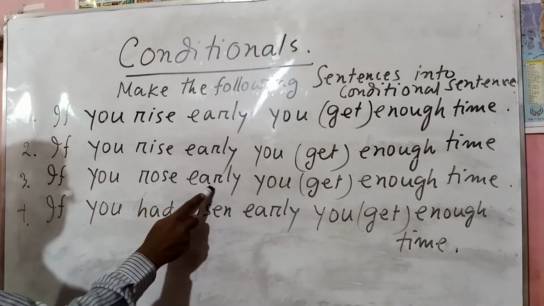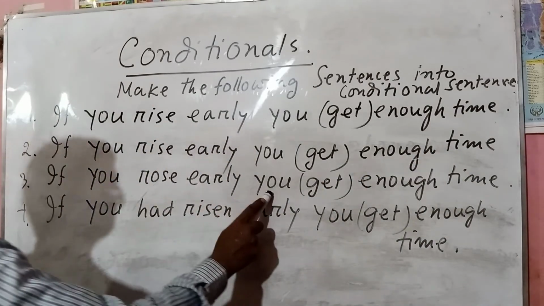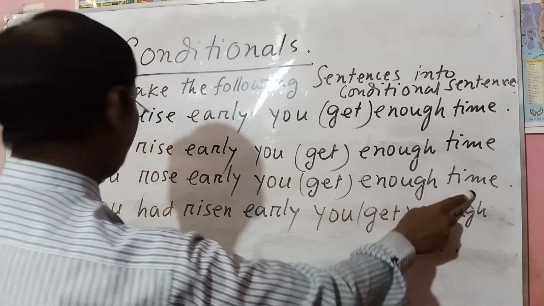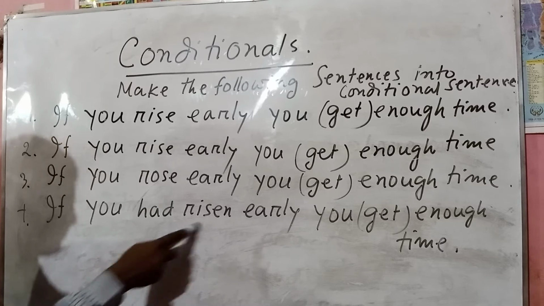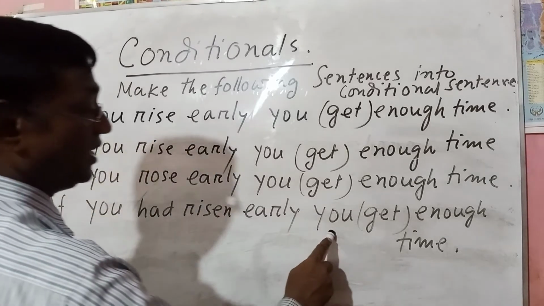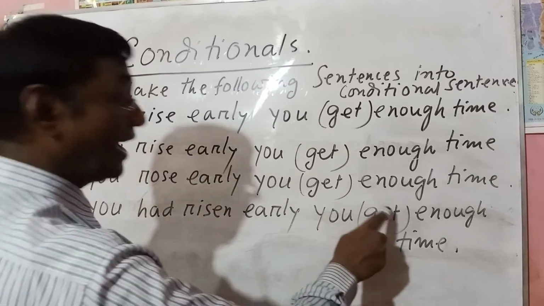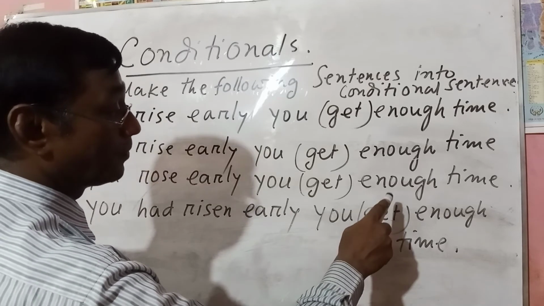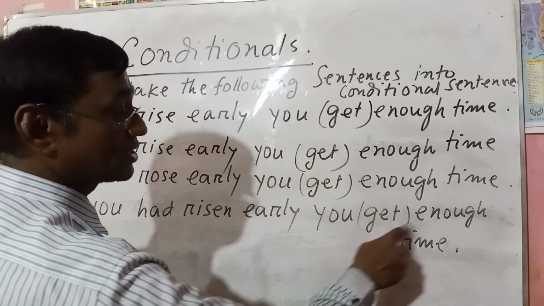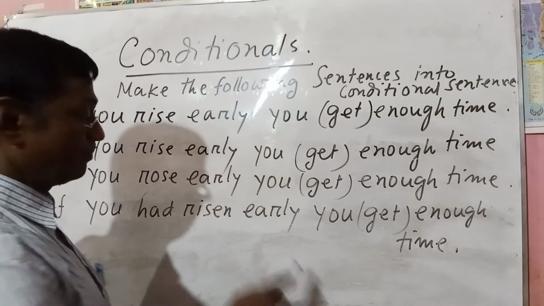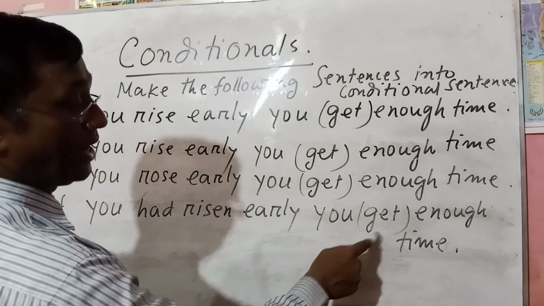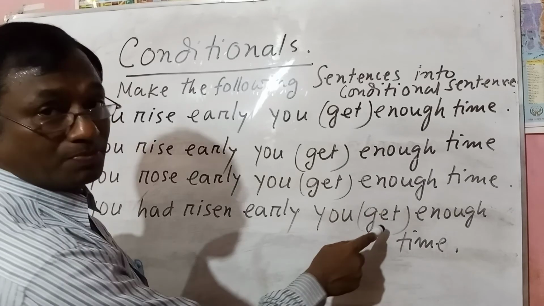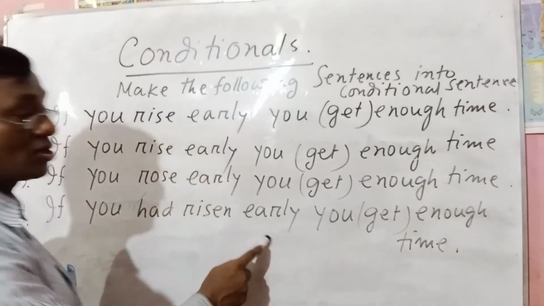And if you rose early, this is the past form. That's why you would get enough time. And if you had risen early, this is the past perfect. So accordingly, this will be you would have gotten, or you would have got enough time. Okay. If plus past perfect plus would have, might have, and the principal verb will be the past participle. This is called the third conditional.